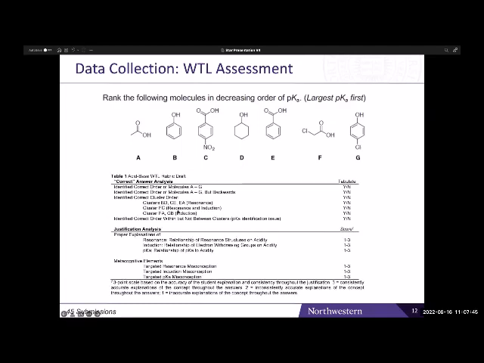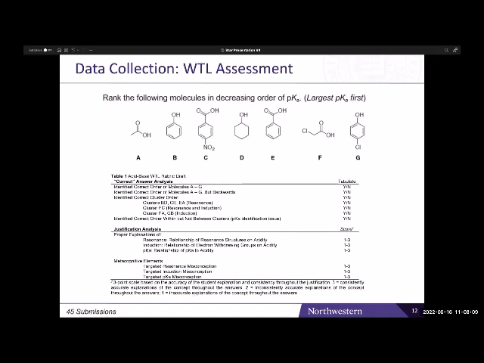So I came up with a rubric where I not only analyzed their correct answer in the clusters, but then I went through their justifications and I scored them from 1 to 3 for each of these different structural effects, where 3 is consistently accurate explanations of the concept throughout their written response, 2 is inconsistently accurate explanations, and 1 is an inaccurate explanation of the concept.